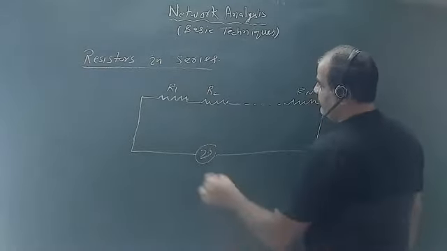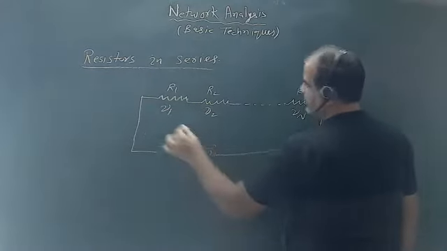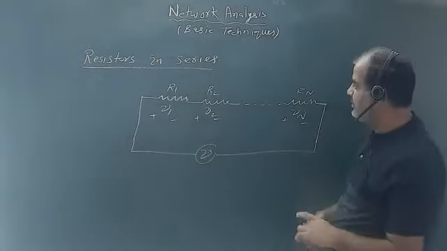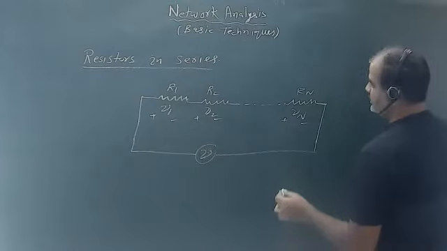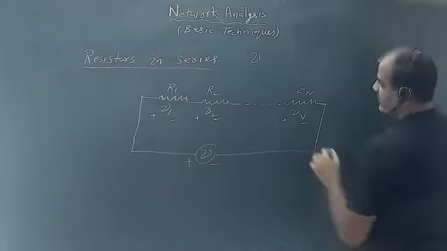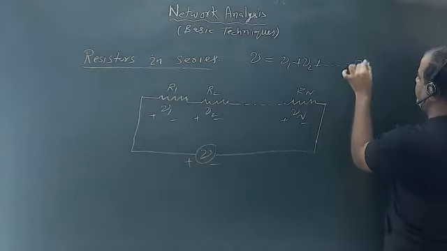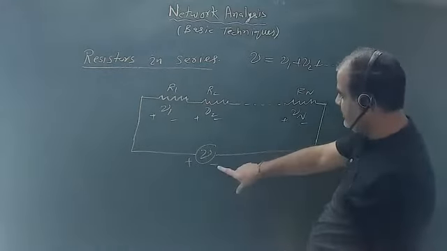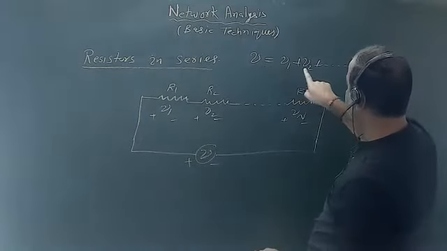So now here voltage drop will be V1, this is V2 and this is Vn. Okay, this is plus minus, plus minus, plus minus. Okay, now we can apply KVL here. So if I apply KVL, so KVL will give me V equals to V1 plus V2 so on Vn. Correct? If I apply KVL, minus V equal to minus V1 minus V2 minus Vn. So V equal to V1 plus V2 plus Vn.